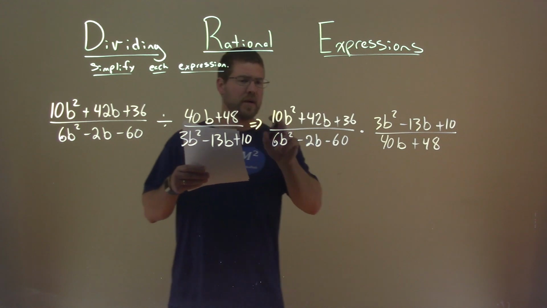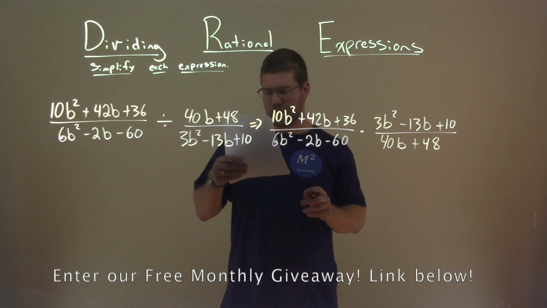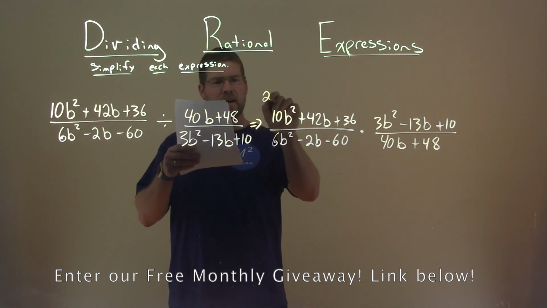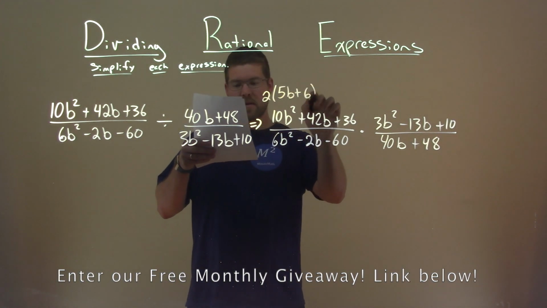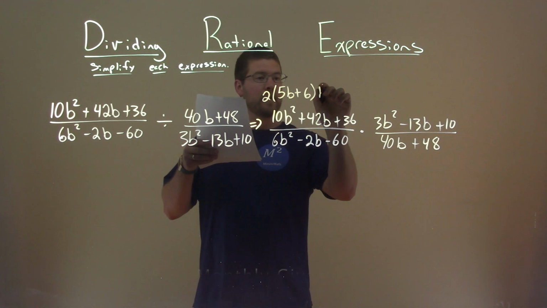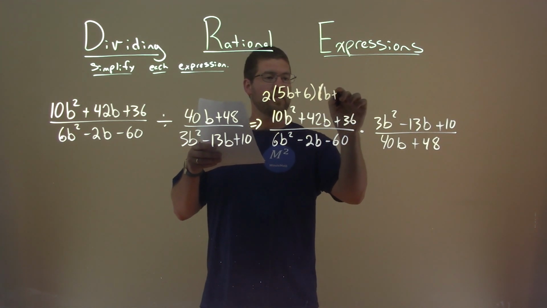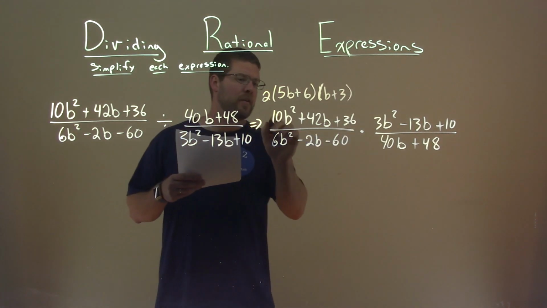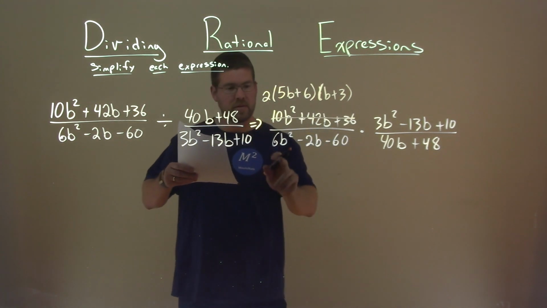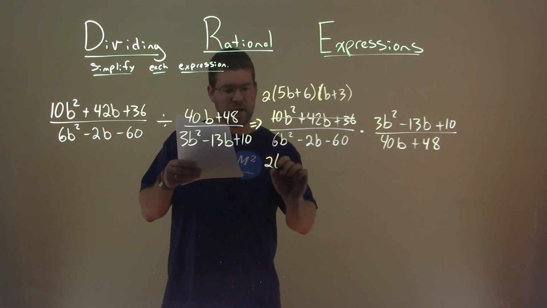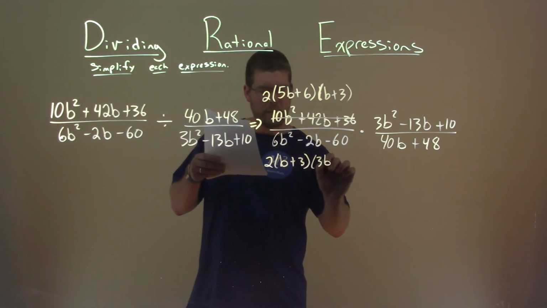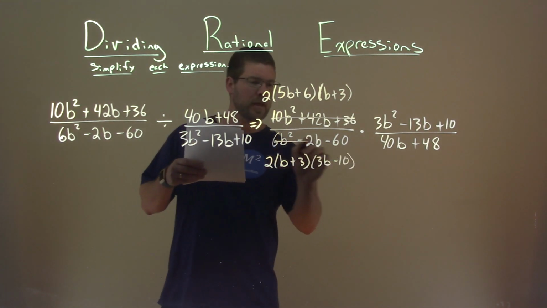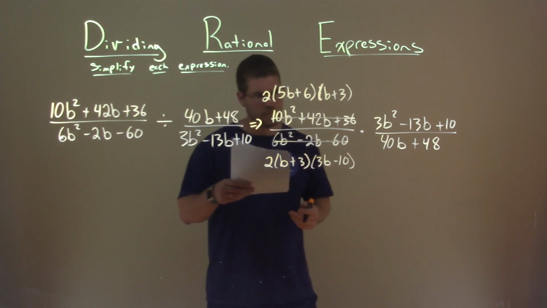This numerator right here, 10b squared plus 42b plus 36, factors out to be a 2 times 5b plus 6 and a b plus 3, or times b plus 3. So I'm going to rewrite that in factored form. This denominator factors out to be a 2 times b plus 3 and times 3b minus 10. I'm going to cancel that out and write it now in factored form.